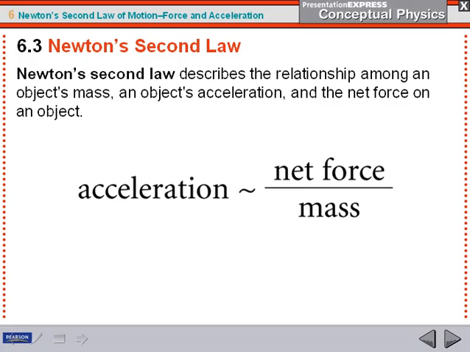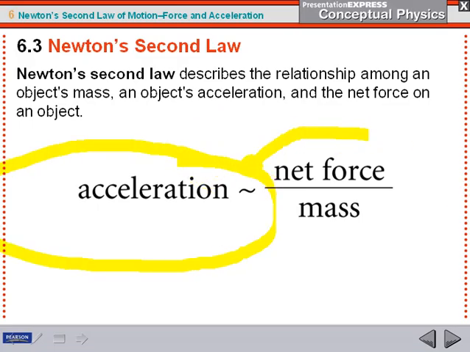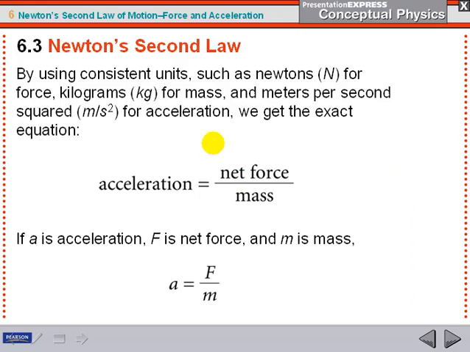Here's your equation. You have acceleration here. The acceleration is directly proportional to the amount of net force, so that's in the numerator of the equation, and it's inversely proportional to the mass of the object that you're trying to move. And if we use units such as newtons for force, kilograms for mass, and meters per second squared for acceleration, we're going to get this equation. Acceleration equals net force over mass, and we'll simplify it by writing it like this. You're going to see it like that a lot.